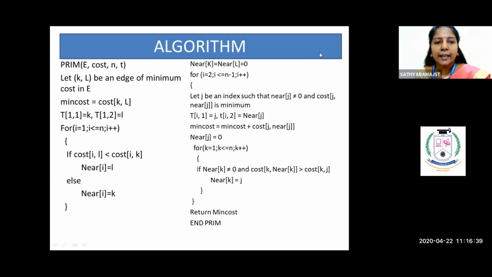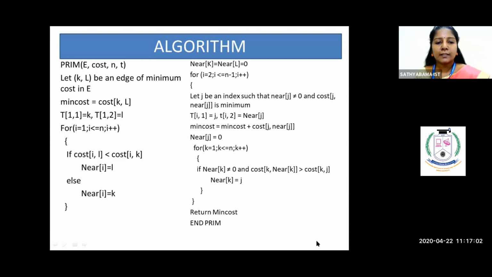Now move K, L into the T matrix. Once K and L are moved to the T matrix, you are going to fill the near array. What is the size of the near array? 7. Here n, in our example, totally 7 vertices are there. So this loop will be executed 7 times.